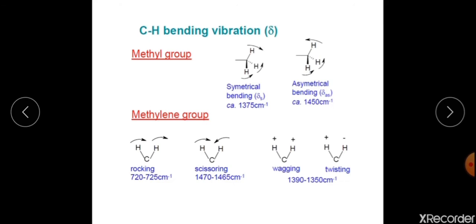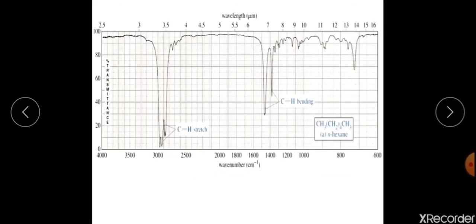Now this is your methyl group, and here are other carbon-hydrogen vibrations: wagging and twisting, rocking and scissoring vibrations, and you can see the different values of these asymmetrical stretchings. This is symmetrical stretching, this is twisting, this is wagging, this is scissoring just like a scissor, and this is your rocking deformation in bending vibration.